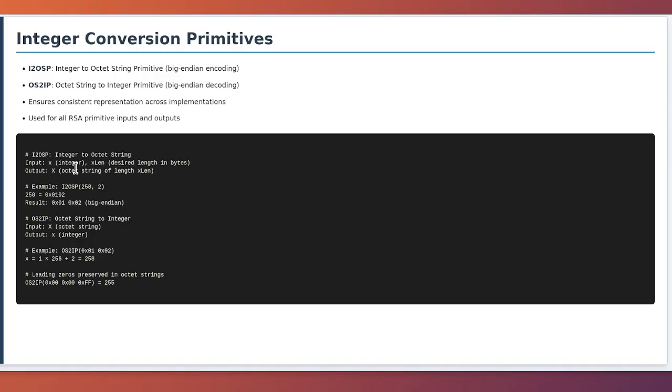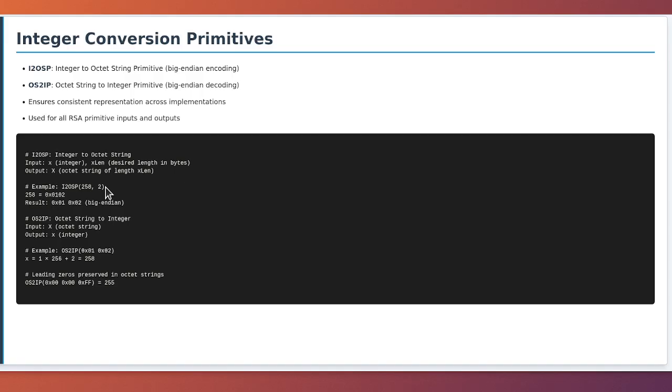I2OSP takes a non-negative integer x and a desired output length, xLen, in octets. The integer x must be less than 256 to the power of xLen, which means it must fit in xLen bytes. The conversion produces a big endian representation where the most significant byte comes first. Mathematically, the octet string X consists of bytes X_{xLen-1} through X_0, where X_i equals the floor of x divided by 256 to the power of i, all modulo 256. In simpler terms, I2OSP is just big endian byte encoding.